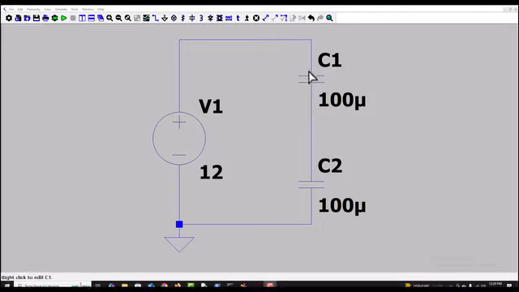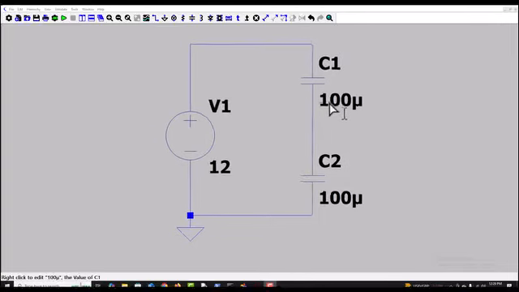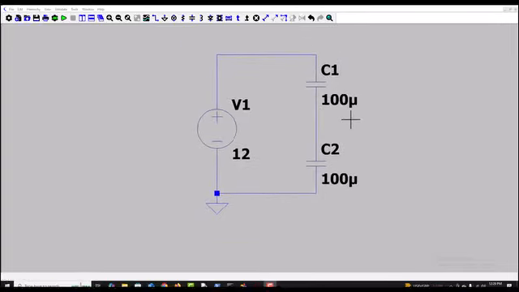Remember, two resistors in series, or multiple resistors in series, you add them sequentially. However, the nature of capacitors is that if you see them in series, you add them in parallel, and if you see them in parallel, you add them in series. So just the opposite of resistors.